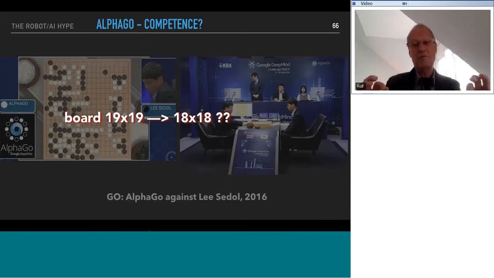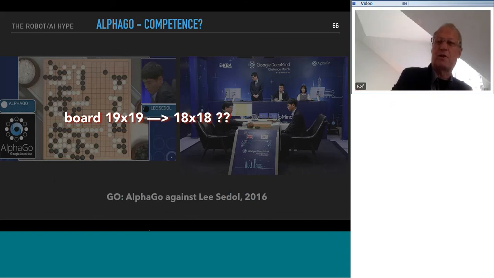Now let's do a thought experiment on AlphaGo. The board is 19 by 19. What happens if you change the size of the board to 18 by 18? A human player can still play. Maybe it's a bit unusual, but the human player can transfer the knowledge and the understanding of Go to this new situation.